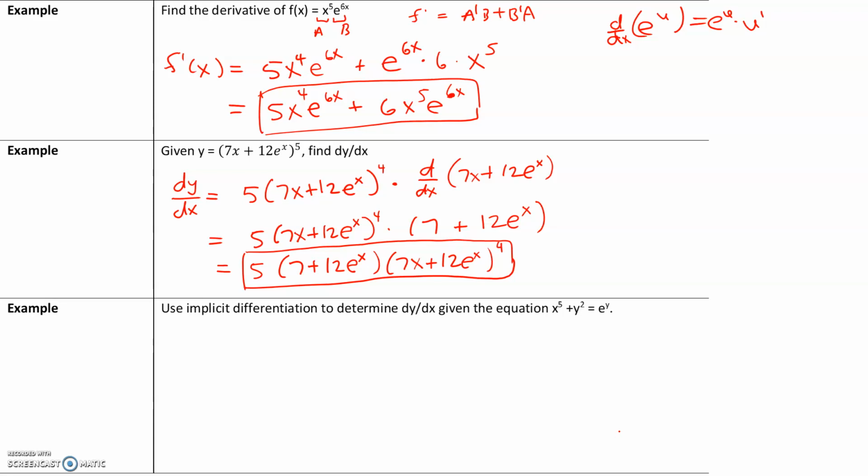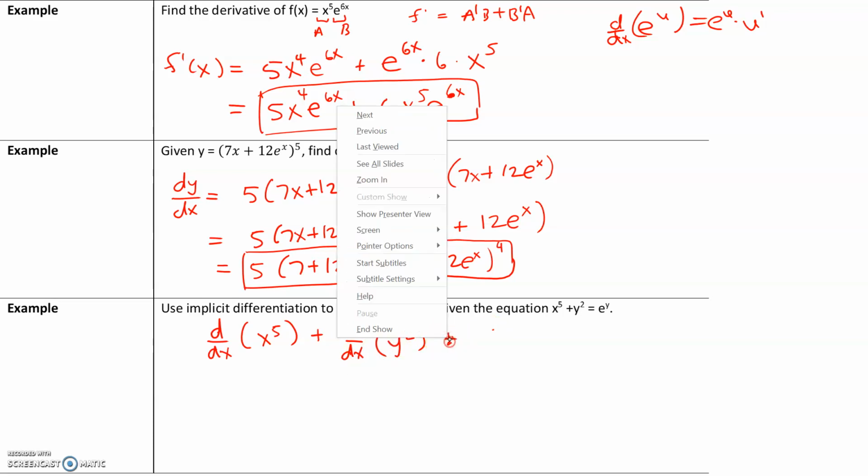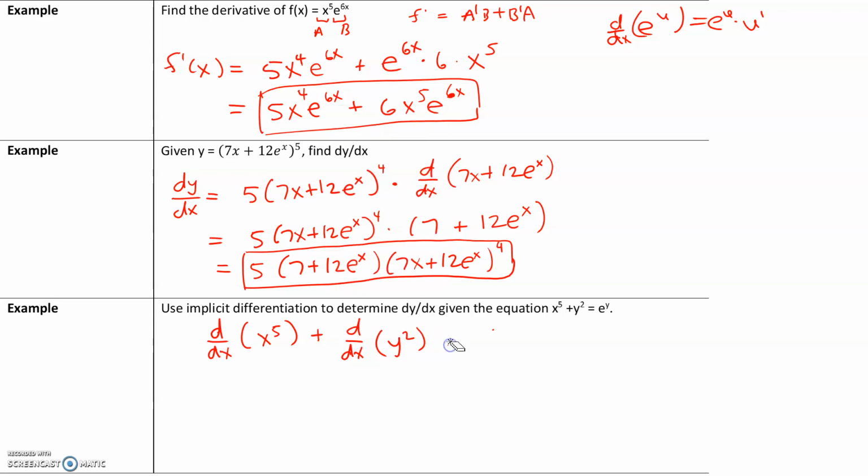Okay, and then last example, use implicit differentiation to determine dy dx. So when we do implicit differentiation, we take d/dx of each term. So we have d/dx of x to the fifth plus d/dx of y to the second, and that equals d/dx of e to the y.